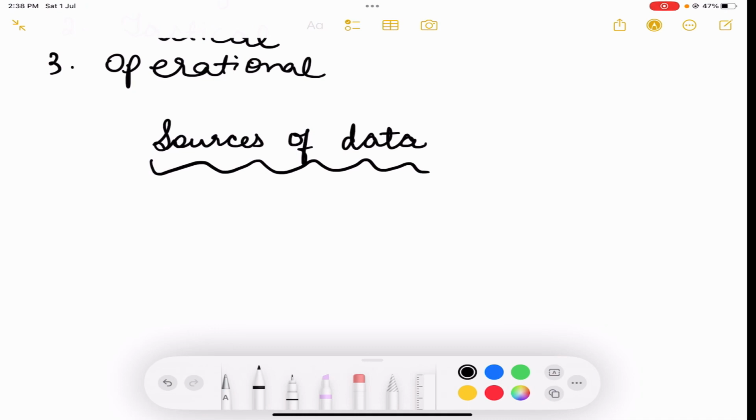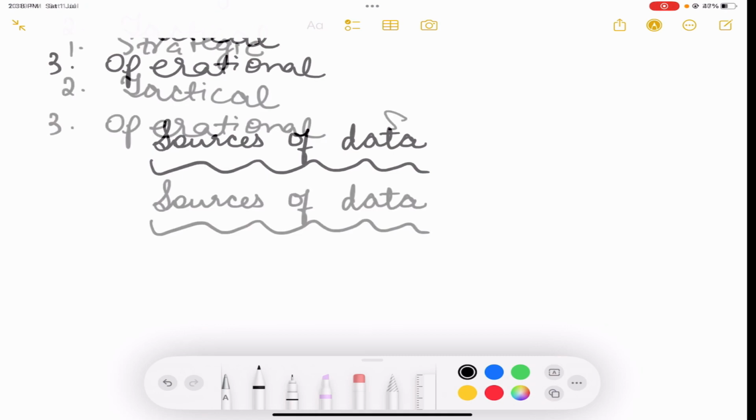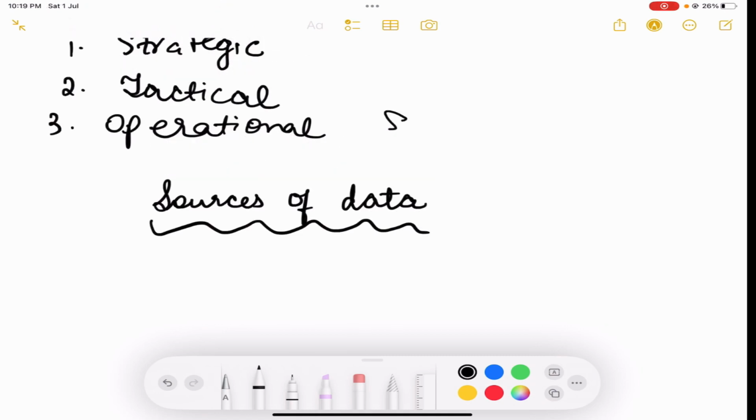Okay. Then we have various sorts of data sources. I am not discussing that since we have already done it in detail. Okay. Now let's just straight away come to sampling techniques. And then we have the ways in which you can collect data, and then we come to sampling techniques.